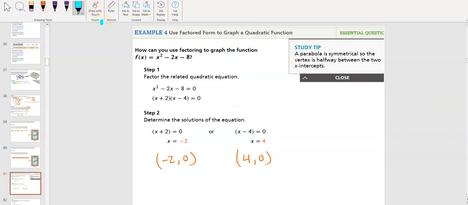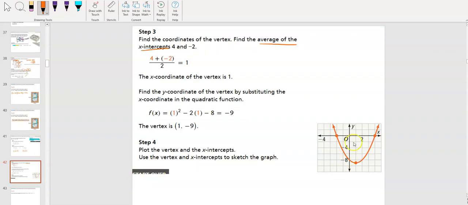In order to find our vertex, remember that a parabola is symmetrical, so the vertex will be halfway between these two x-intercepts. So because it is halfway between my two x-intercepts, I'm going to find the average of the x-intercepts to find the coordinates of the vertex. So they added the 4, which was the x-intercept, and the negative 2, and divided by 2 to find an average or a mean, and they get 1. So we know that halfway between is 1. That's the x coordinate of the vertex, 1. Then we plug it back into our equation to find y, and we get our vertex is 1, negative 9. The last step is then just to plot.